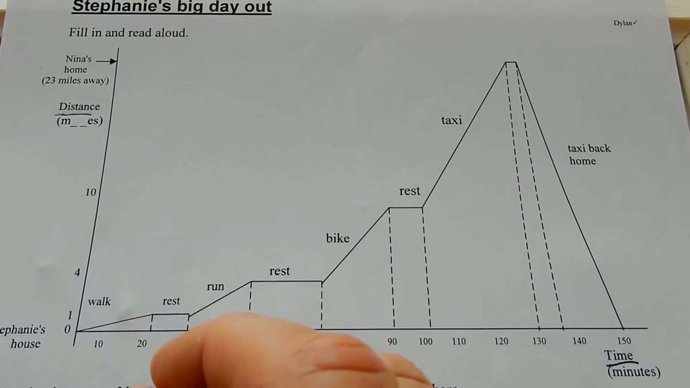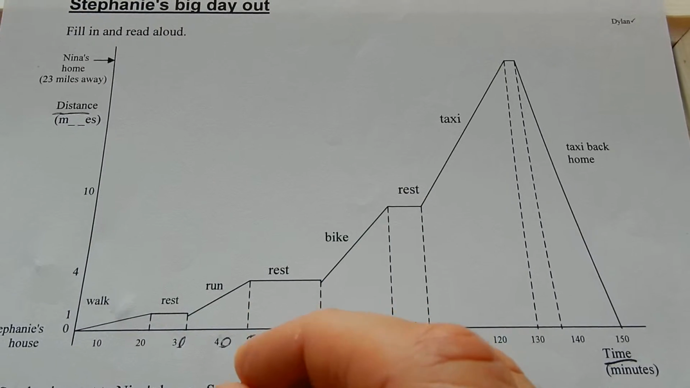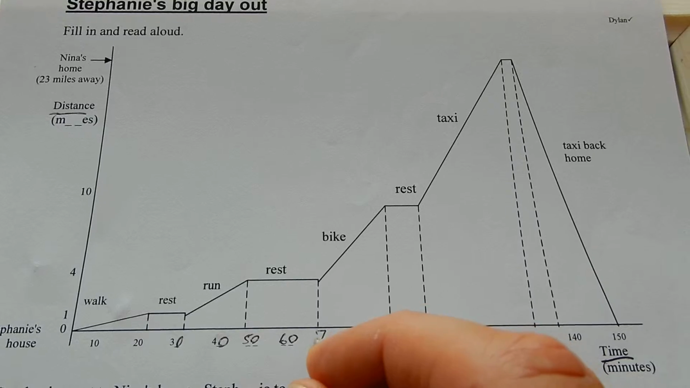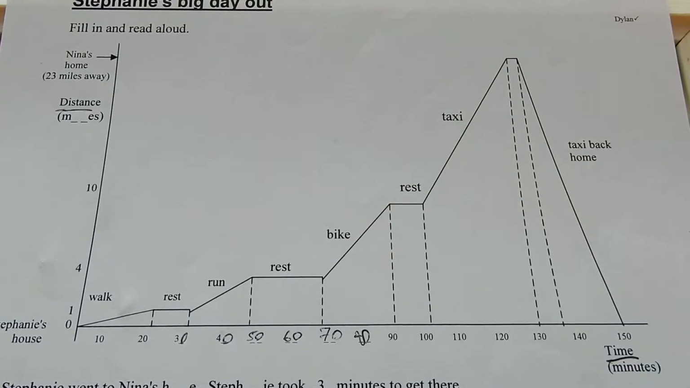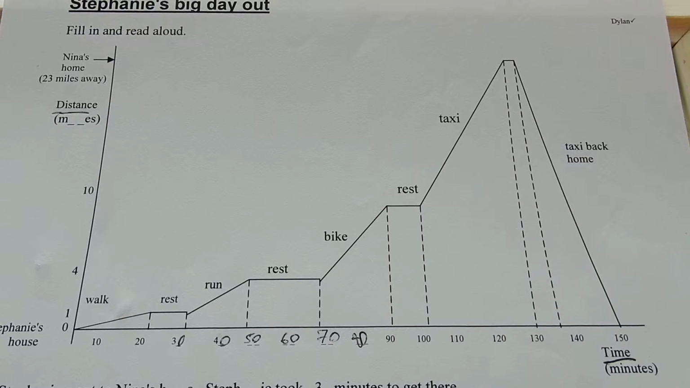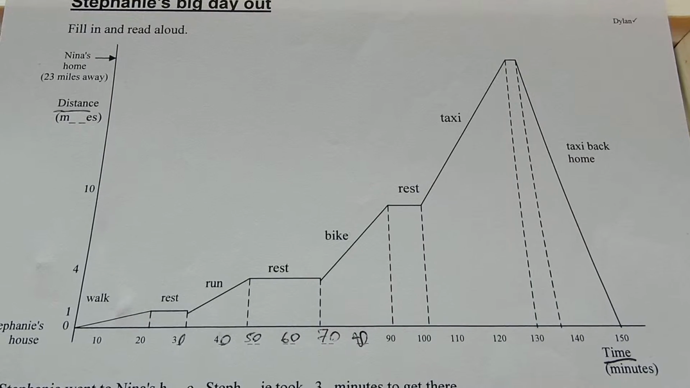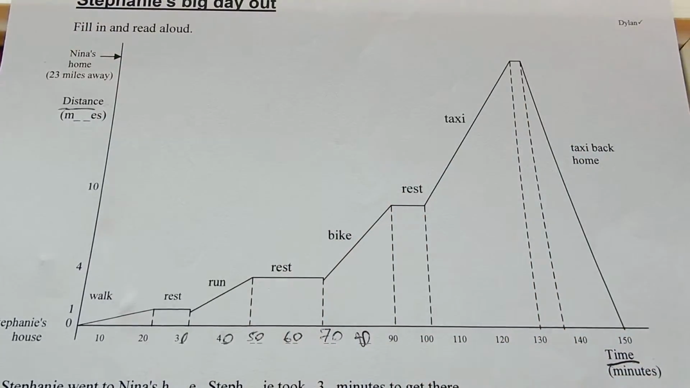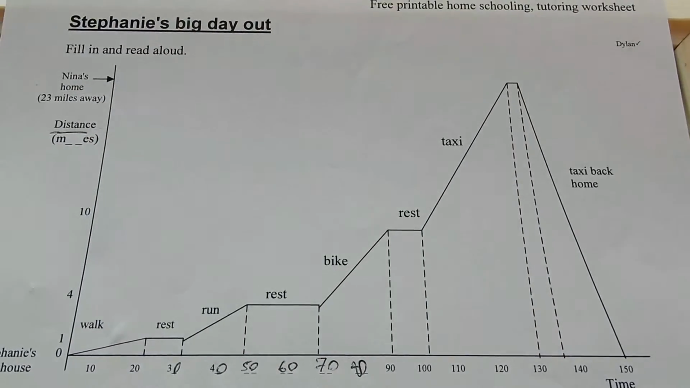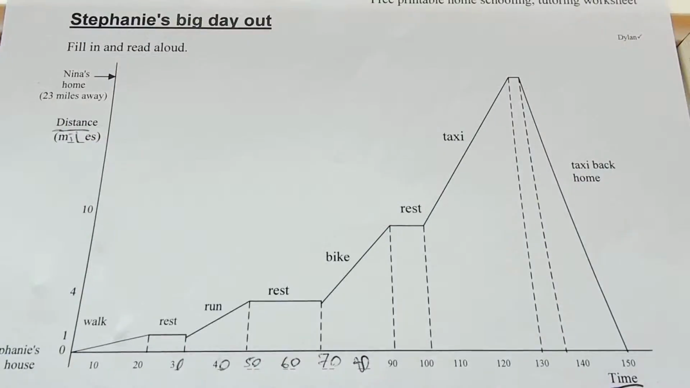10, 20, 30, 40, 50, 60, 70, 80. Okay, time in minutes. Sometimes it's seconds, sometimes it's hours. Minutes is unusual, actually. The distance, 23 miles away to Nina's home. So therefore the distance is in miles.